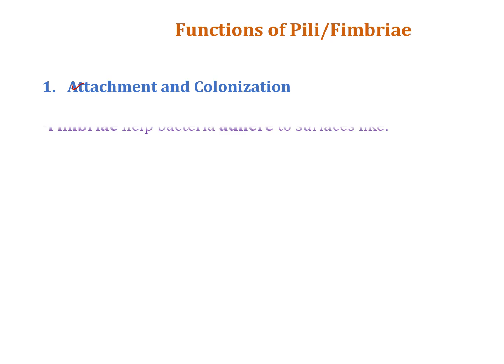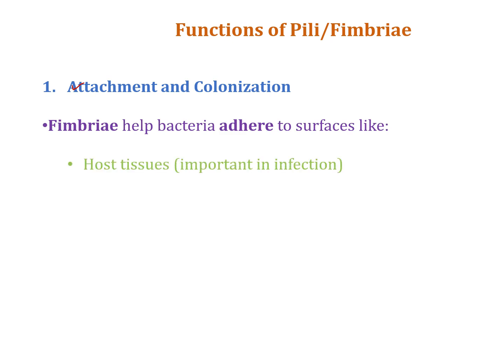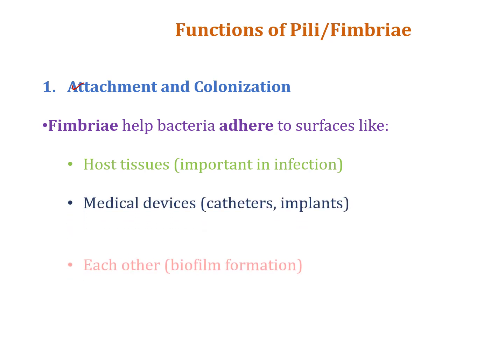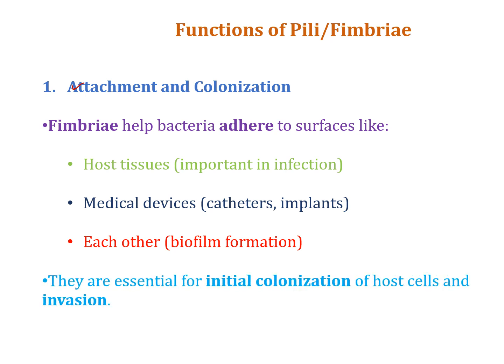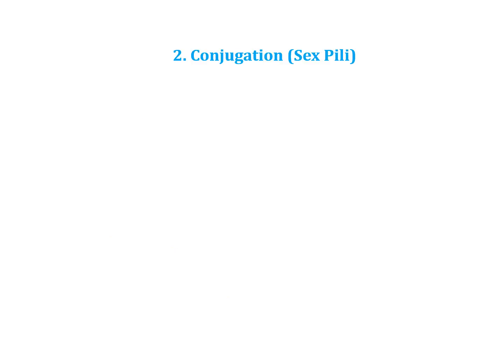Now the function of pili and fimbriae, attachment and colonization. First function. So fimbriae help bacteria adhere to surfaces, surfaces like host tissue, important in infection. Okay, and medical devices, catheters, implants, and each other, attach and form the biofilm. Okay, so this attachment and colonization is essential for initial colonization of host cells and infection.